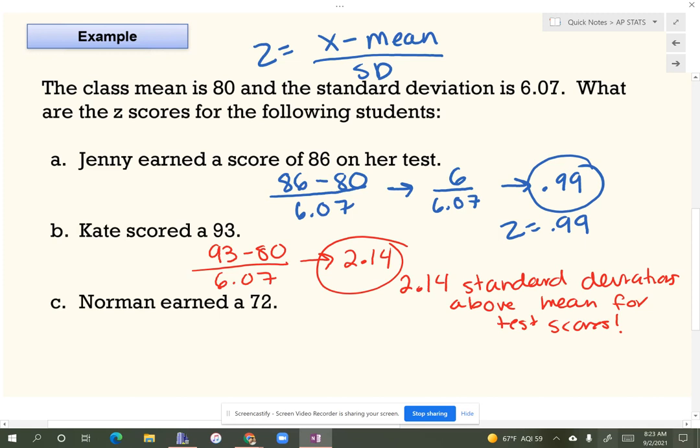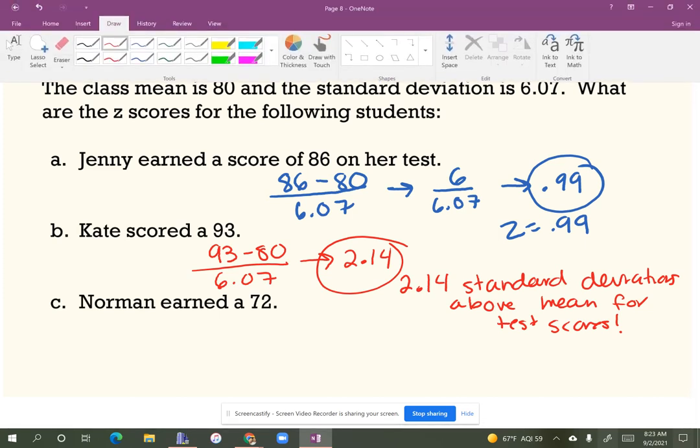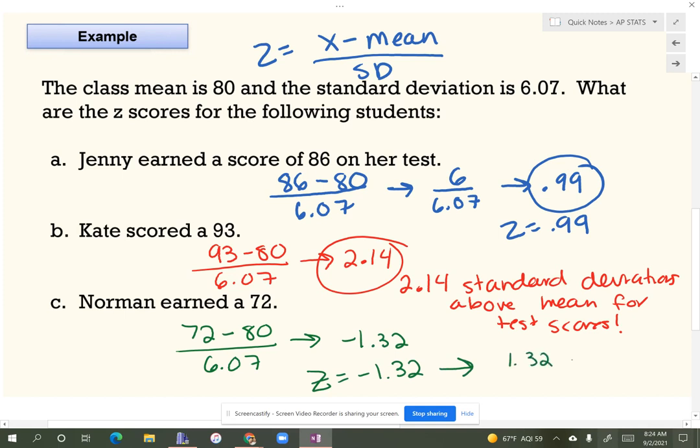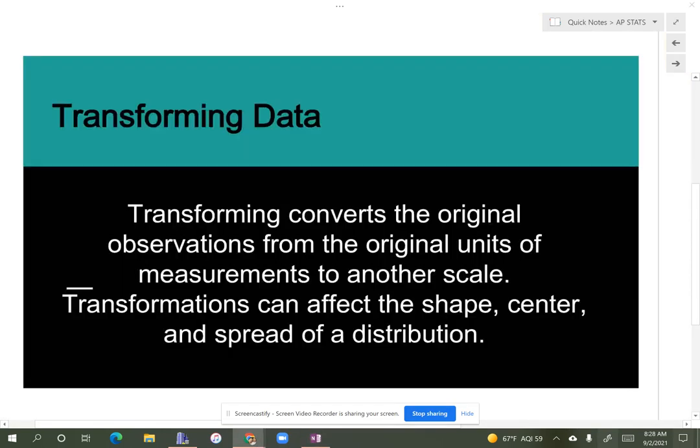And then the last one, Norman. We're going to talk about Norman. And when we do Norman's, you're going to notice something different. We do 72, his observation, minus the mean over standard deviation. When we plug that in, we get negative 1.32. So a z equaling negative 1.32 would imply that Norman's test score is 1.32 standard deviations below the mean test scores.